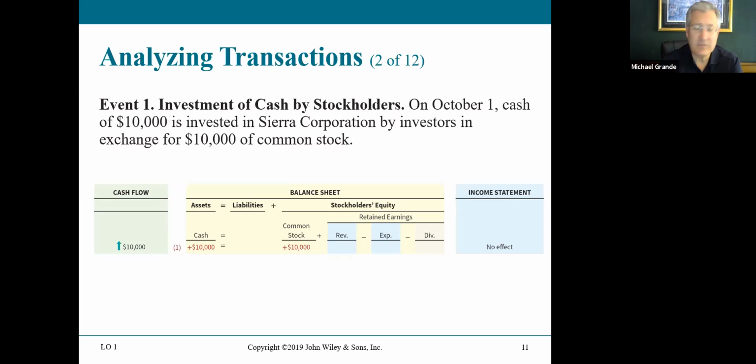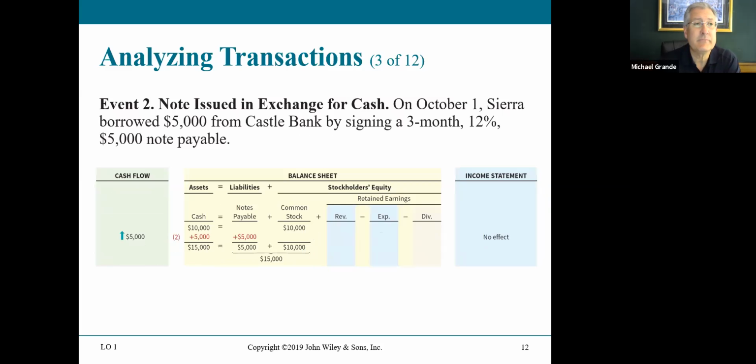So what happens to this corporation? The Sierra Corporation, they receive cash, so cash goes up. An asset is increased by $10,000. And it's also an increase in the common stock. So on the left-hand side of the equation, assets, $10,000 goes up. And on the right-hand side of the equation, common stock also goes up. The equation is in balance.